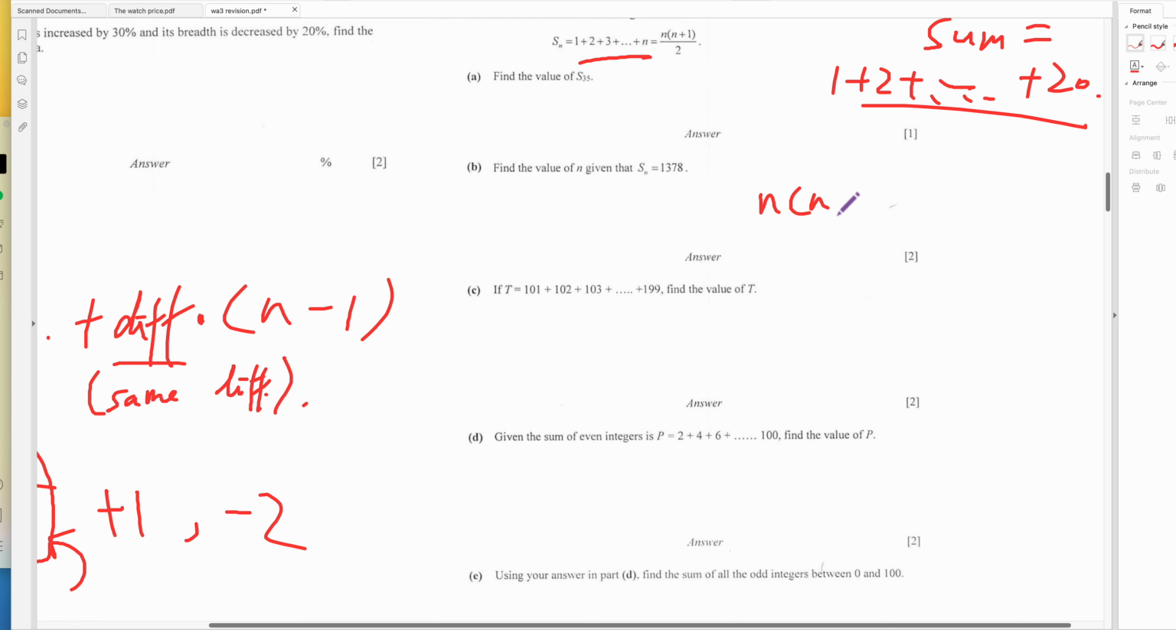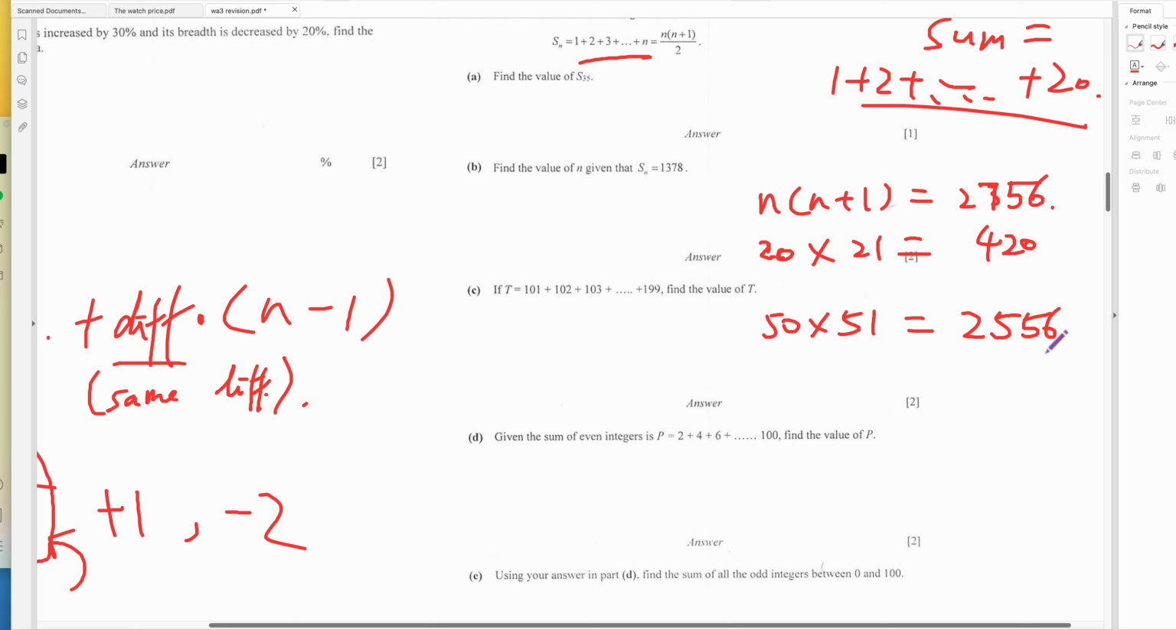So you have basically n times n plus 1 equals 2756. So you just test something times something plus 1. Let's say if this is 20, this one has to be 21. What do you get? Okay, 420. So you realize it's too low, right? Then you test maybe 50 times 51. 2550. Okay, good. So pretty close.